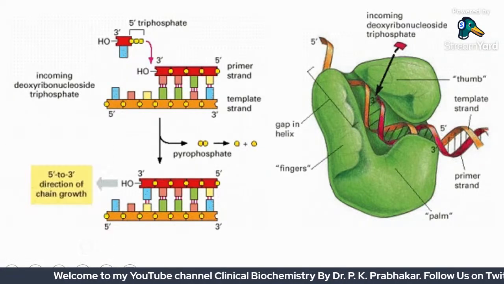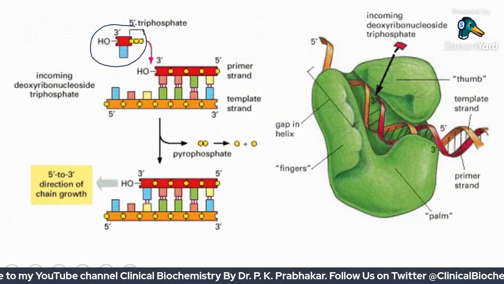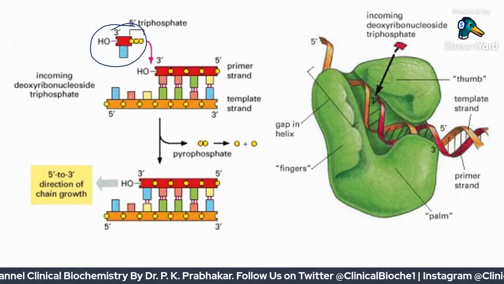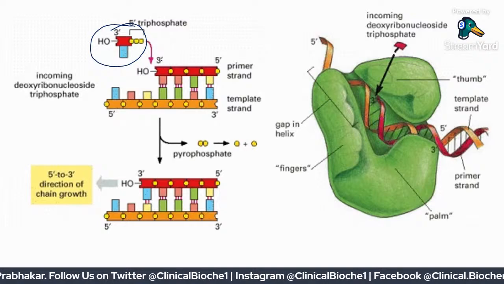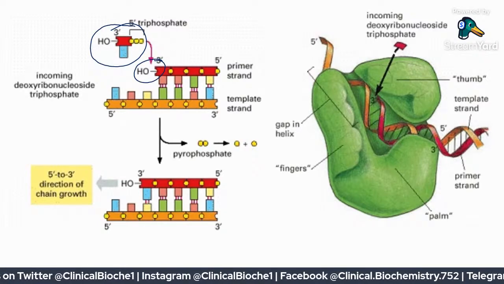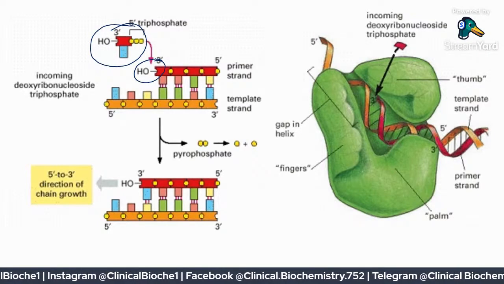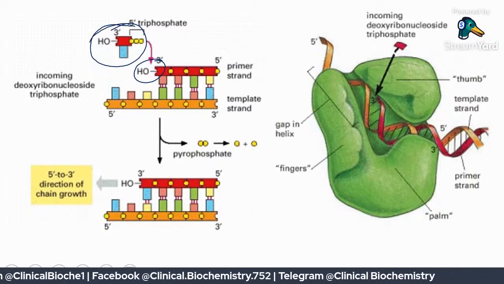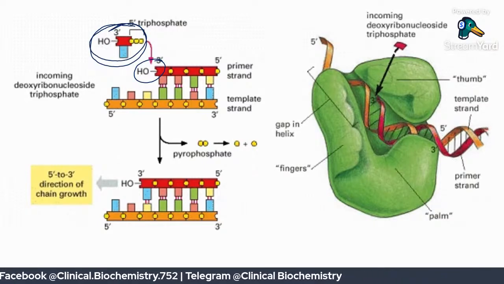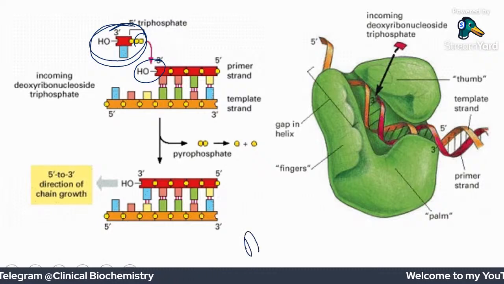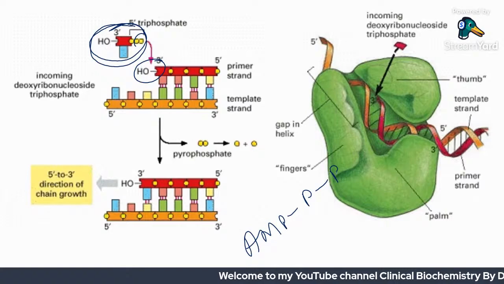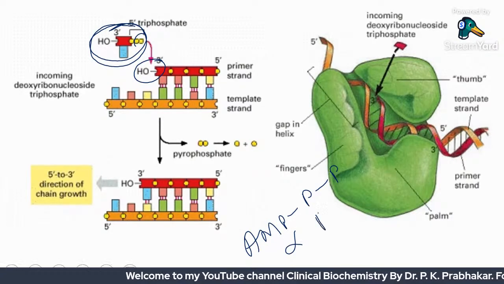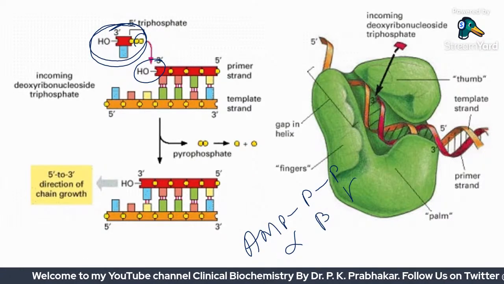So how does a new nucleotide come in? It comes in the triphosphate form, with three phosphates, like adenosine triphosphate, guanosine triphosphate, cytosine triphosphate. This is the 3' OH of the growing chain. From these triphosphate molecules, two phosphates are removed, and the remaining one we write like AMP. This is called the alpha phosphate, this is the beta phosphate, and this is the gamma phosphate.